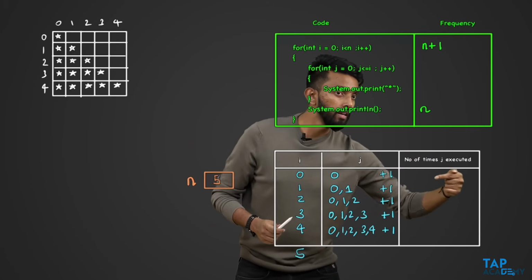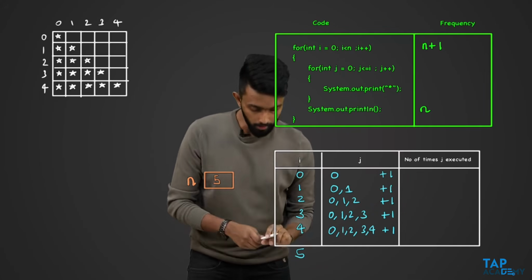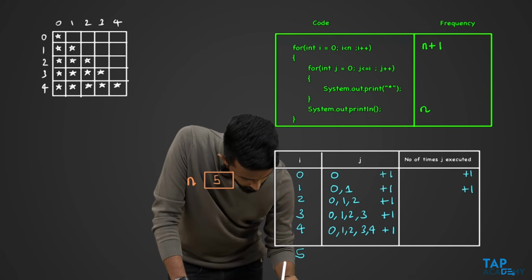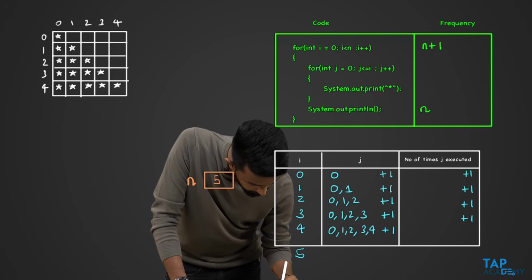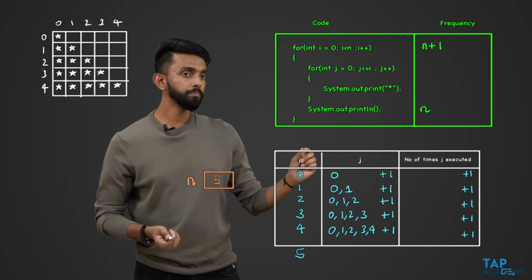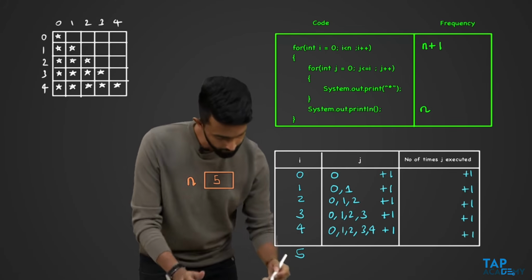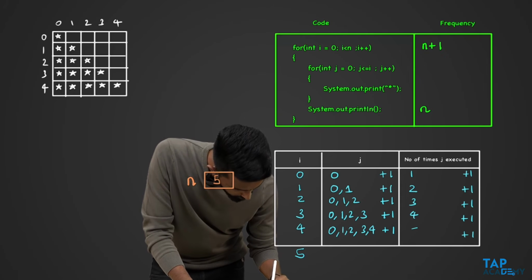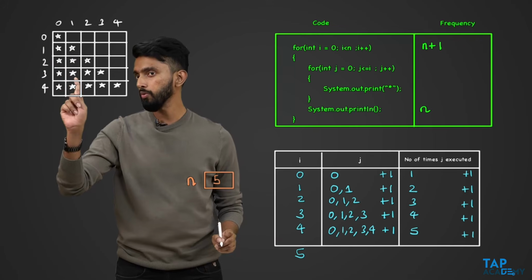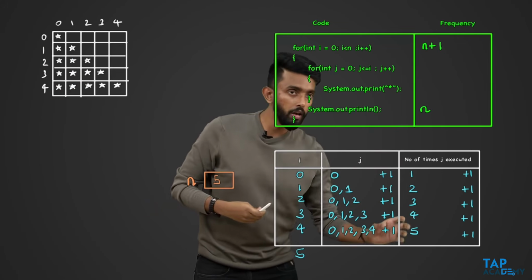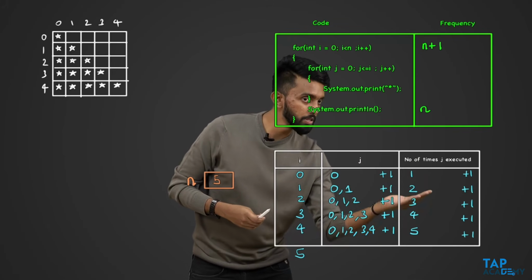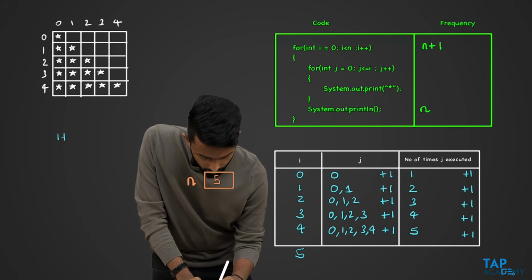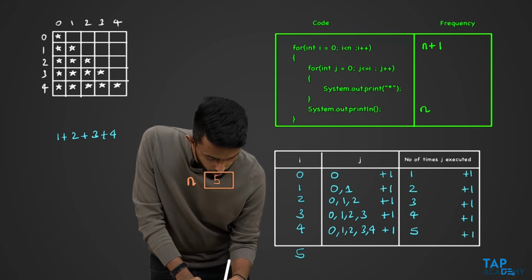Now, I need to calculate the number of times j is executing. If you look at it, all these plus 1s, I will just write as they are. But look at this. 0 means how many times? 1 time. 0, 1 means 2 times. 0, 1, 2 means 3 times. Then 4 times, 5 times. And that is why you can see 1 star, 2 stars, 3 stars, 4 stars, 5 stars. If you want to calculate the total number of times, you must sum all this up. You must do 1 plus 2 plus 3 plus 4 plus 5.